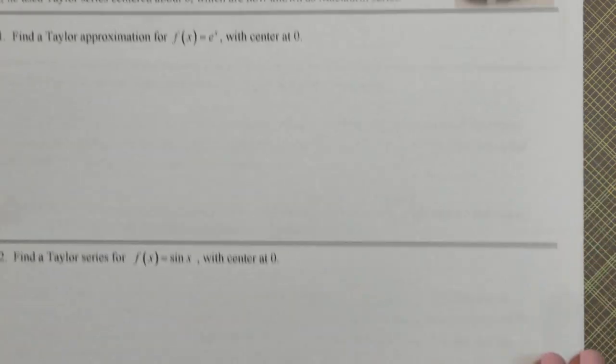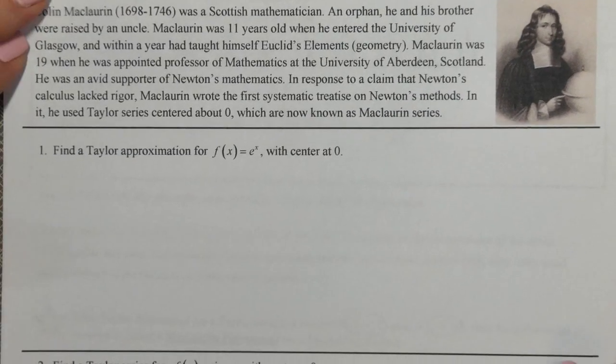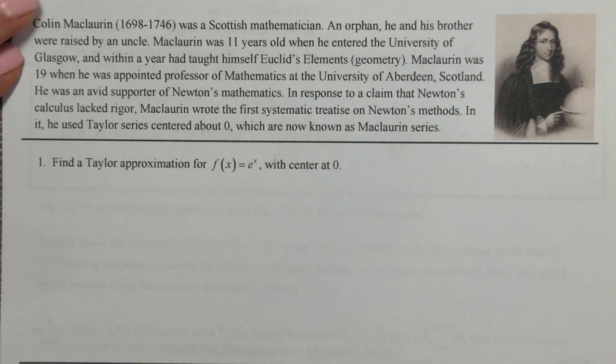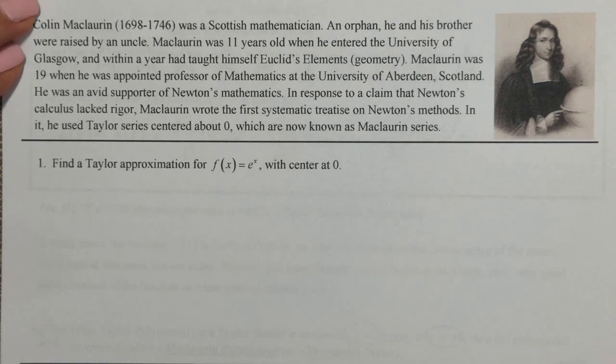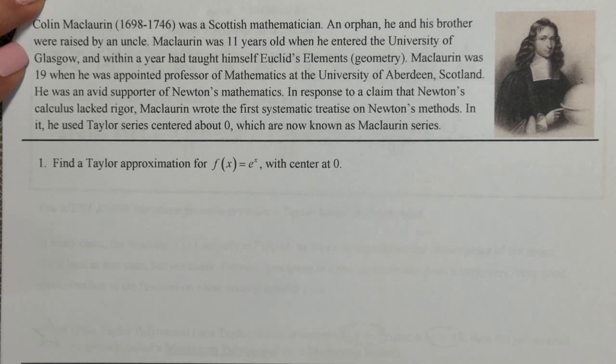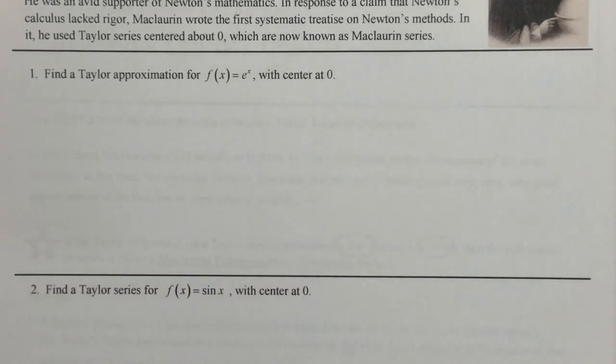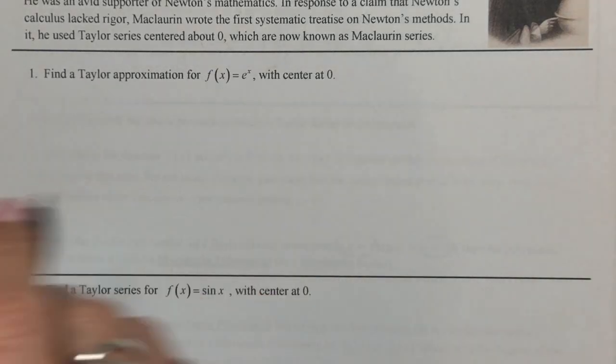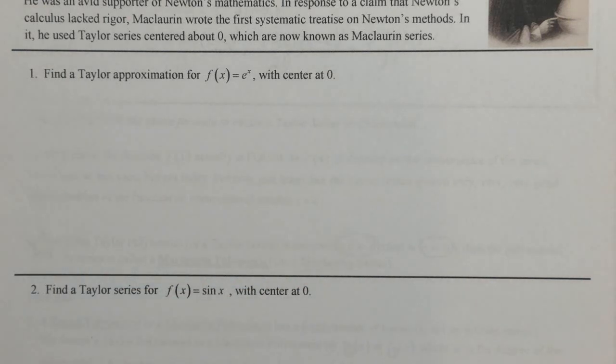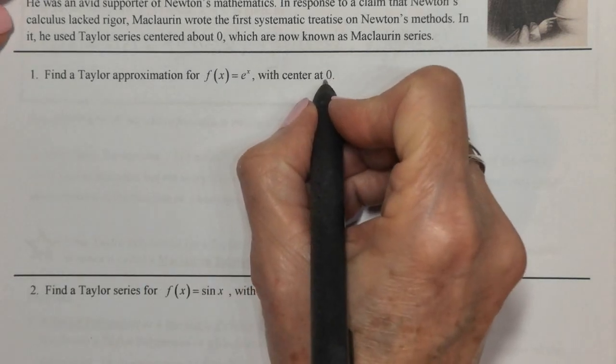Alrighty. Let's look at some examples. I have some info there because I like to share with you some of the history behind some of these people who are well known for doing wonderful things. Number 1, we are going to find a Taylor approximation, that's one way they could say it, for e to the x with center at 0.